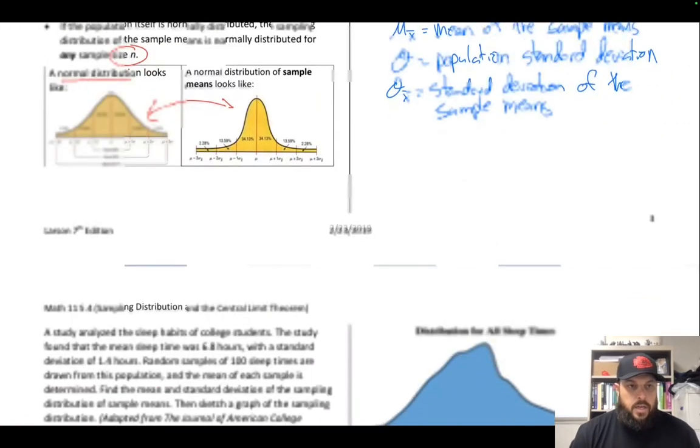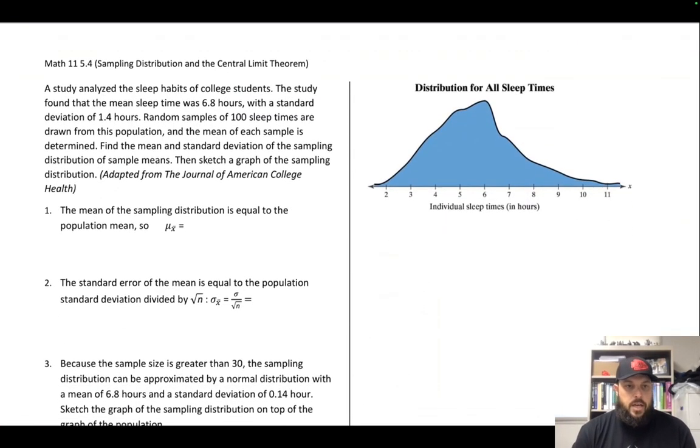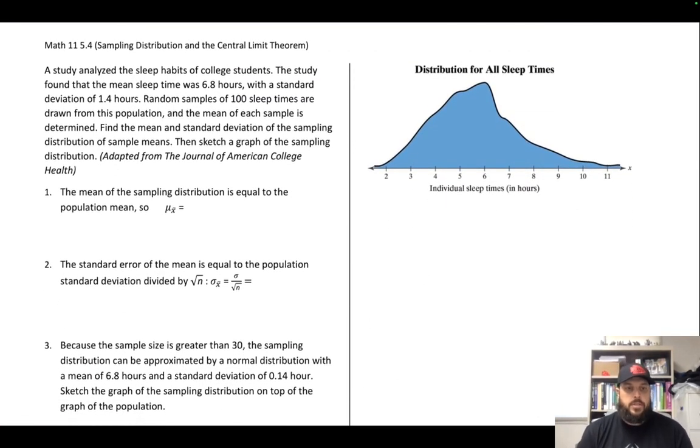All right, so let's look at some problems here. We can apply this. And so we see a study analyzed the sleep habits of college students. The study found that the mean sleep time was 6.8 hours with a standard deviation of 1.4 hours. Random samples of 100 sleep times are drawn from this population, and the mean of each sample is determined. Find the mean and standard deviation of the sampling distribution of sample means, then sketch a graph of the sampling distribution.